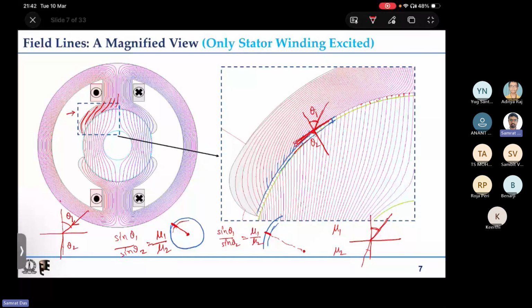For this case, mu 1 has a relative permeability of mu r, that is for iron, very high, so mu 1 is basically mu r into mu 0, and mu 2 is equal to only mu 0, because that is air. So this ratio will come out to be mu r, which is typically in thousands or a few thousands to tens of thousands. So let us say 10,000.